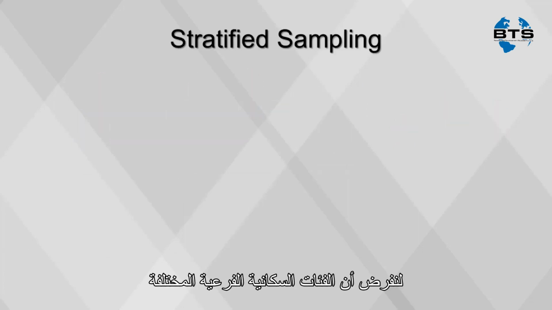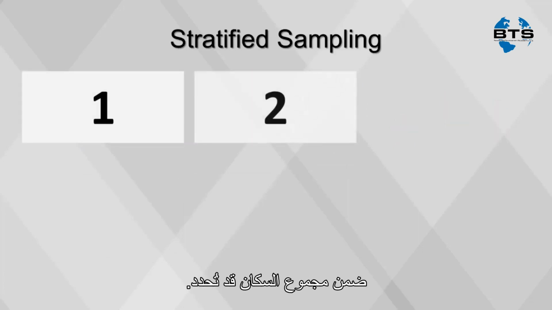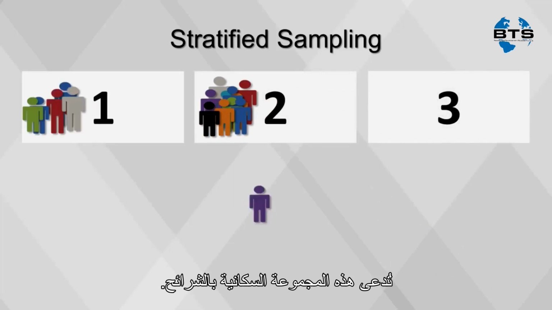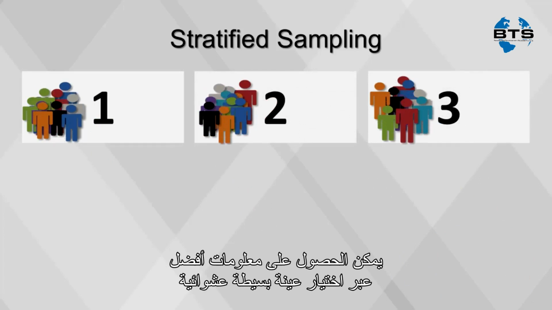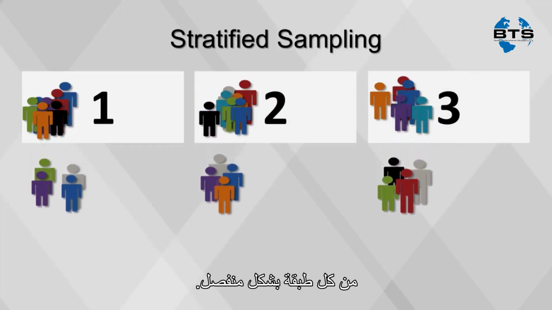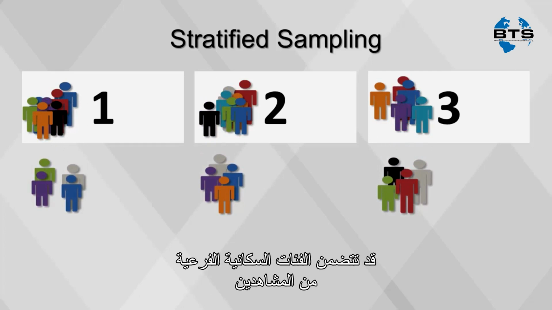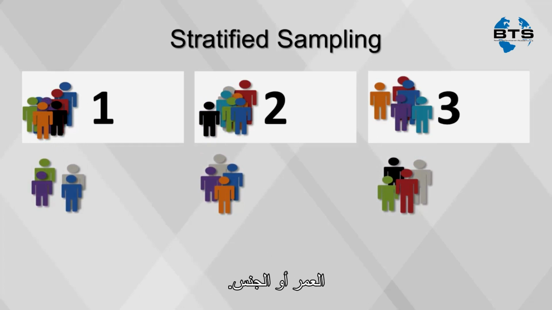But suppose various subpopulations within the total population can be identified. These populations are called strata. Instead of taking a random sample from the entire population, we might get better information by selecting a simple random sample from each stratum separately. This is called stratified sampling. Examples of subpopulations in television viewers might include age or gender.